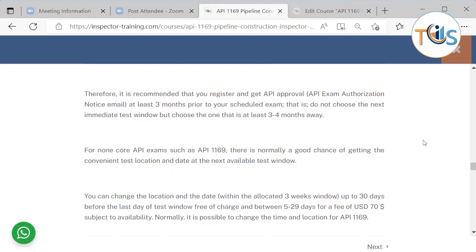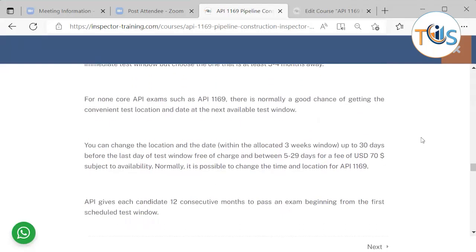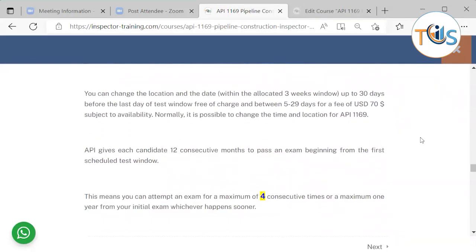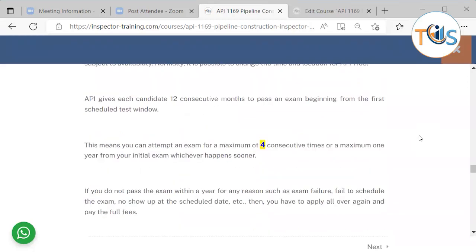For non-core exams such as API, normally there is a good chance of getting a convenient test location at the next available test window. You can change the location and date up to 30 days before the last day of the test window, free of charge, and between 5 to 29 days for a charge of $70. API gives each candidate 12 consecutive months to pass an exam, beginning from the first scheduled test window.